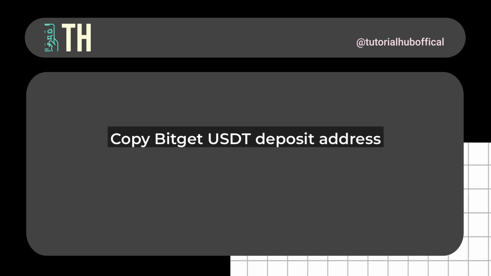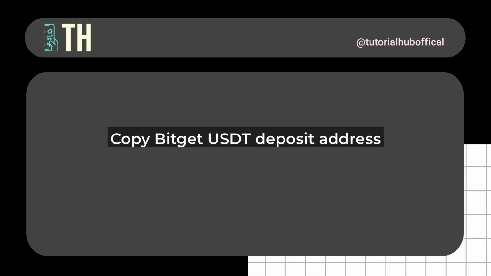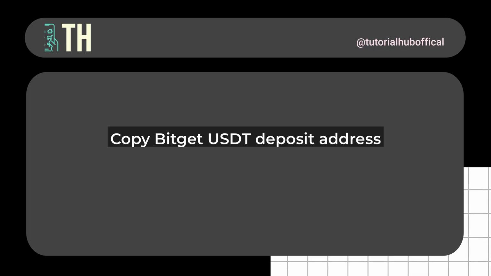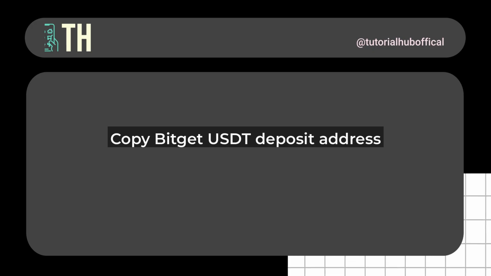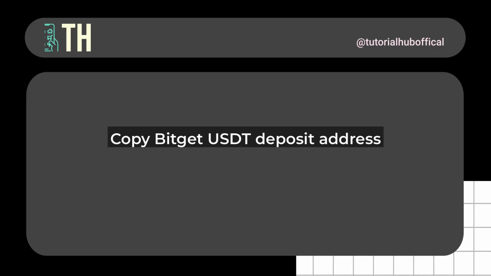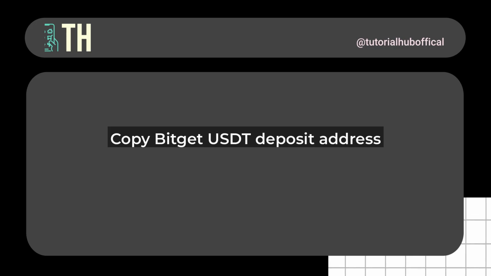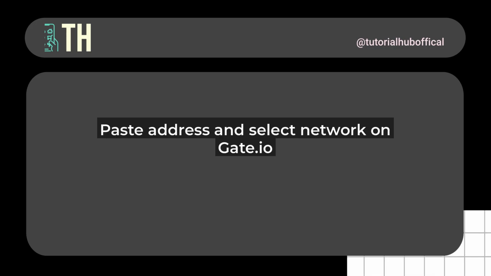Now, switch to your Bitget account and find your USDT deposit address. Copy that address carefully. One wrong character could send your funds into the void. Back on Gate.io, paste the Bitget address into the withdrawal form. Don't forget to select the network for USDT, like TRC20 or ERC20, to ensure compatibility. Enter the amount you want to transfer, but always leave a little extra for network fees.